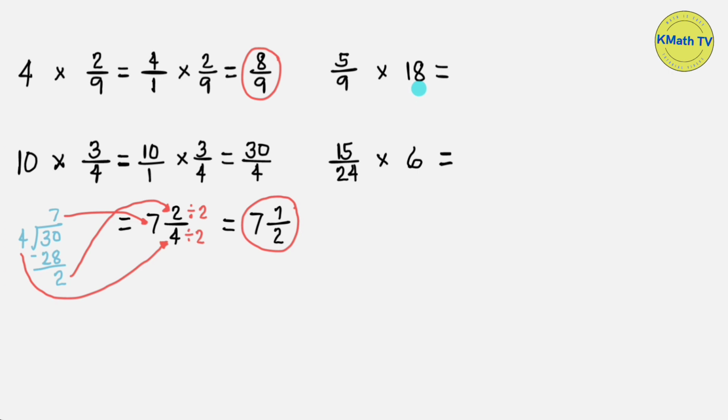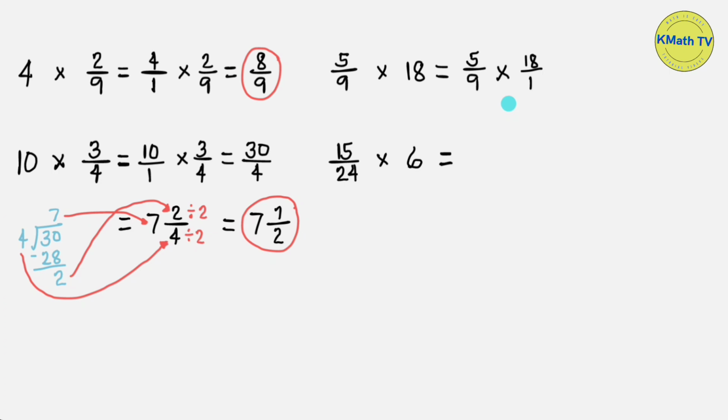In this problem, the whole number is the multiplier, but we will do the same steps. We will write the whole number as a fraction with a denominator 1. Okay, let's copy the fraction 5/9. Then, write the whole number 18 as a fraction with a denominator 1. Next, multiply the numerators and multiply also the denominators.